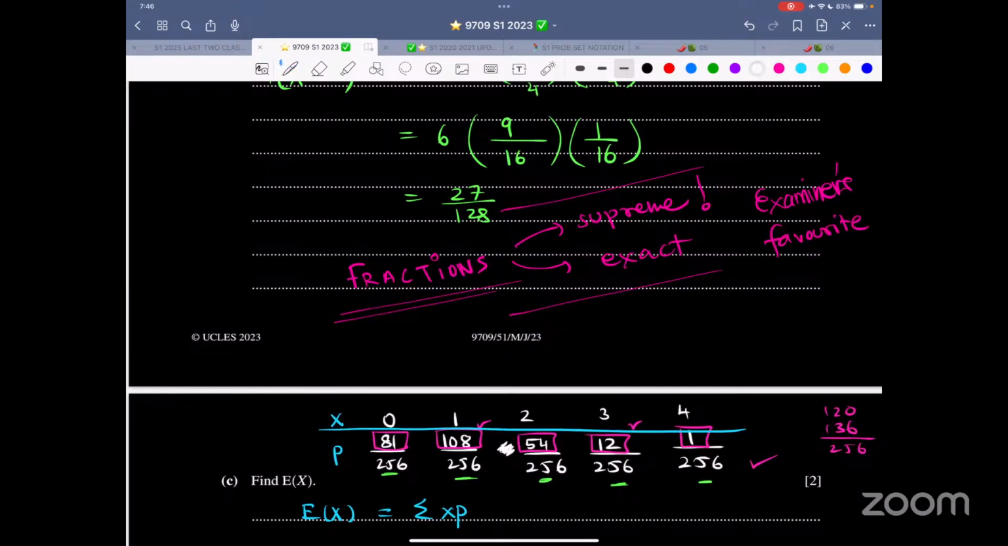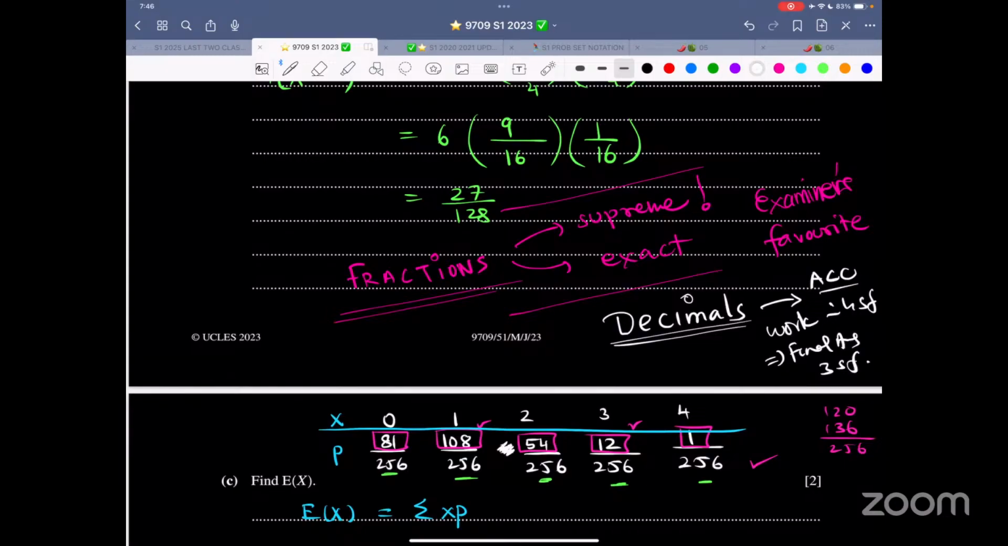And if you intend to work in decimals, which is also part of life, which has its own significance, then take care of accuracy. No compromise on that. Work in 4SF, therefore, final answer in 3SF. Also, unless otherwise stated, maybe in a particular question, if they're asking to give the answer in some decimal places, then you work it like that.